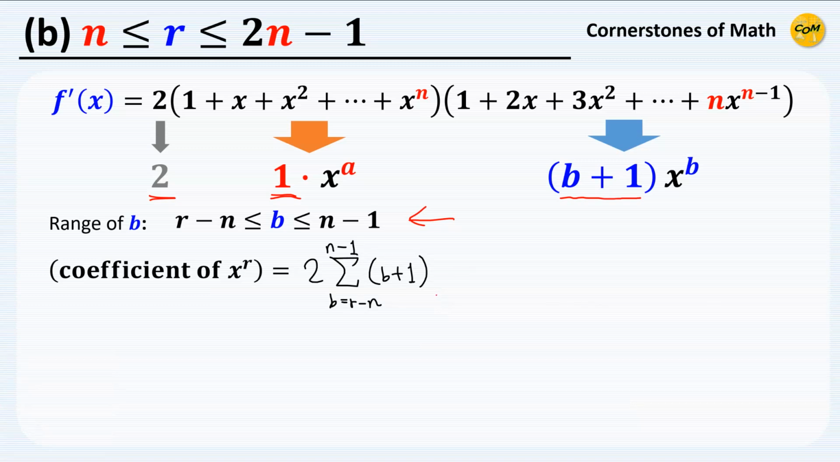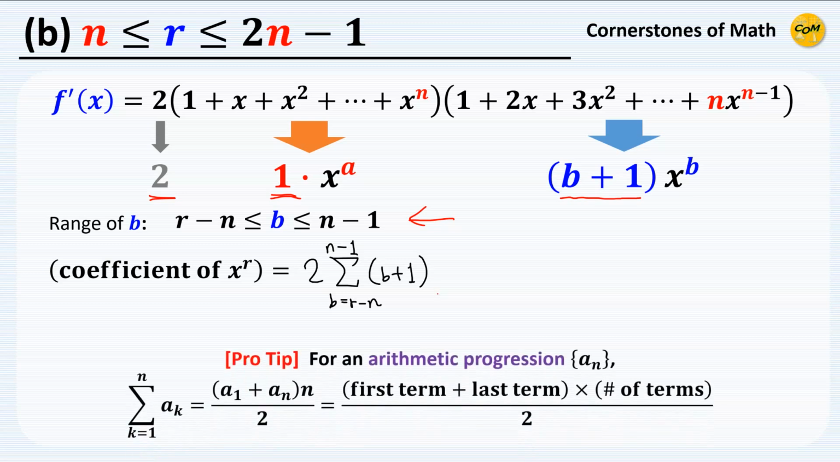There are many ways to evaluate this partial sum, but in my opinion, the quickest way to evaluate this sum is using the formula for the sum of an arithmetic progression when both first and last terms are given. For an arithmetic progression a_n, when the first term a_1 and last term a_n are given, we can find its sum as (a_1 plus a_n) times n divided by 2, or in other words, first term plus last term multiplied by total number of terms divided by 2.